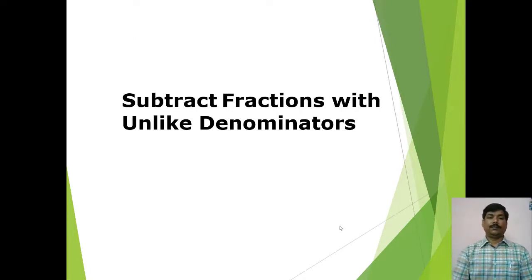Now we will subtract fractions with unlike denominators. In the same manner as we followed the steps in the addition of fractions with like denominators, the procedure is the same here. All the steps will be the same, but instead of adding we will subtract here. So how?